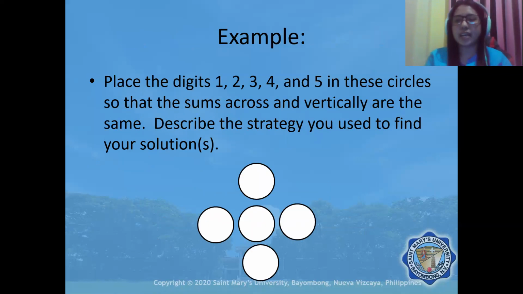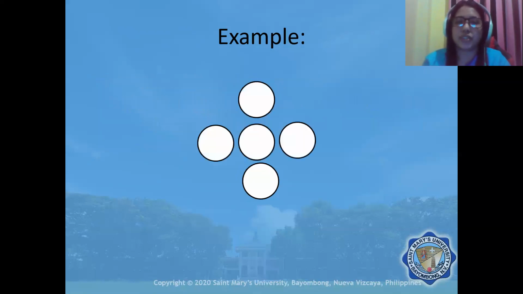Here is an example of an open-ended problem. Place the digits 1, 2, 3, 4, and 5 in the circles so that the sums across and vertically are the same. Describe the strategy you use to find your solution. It may have more than one answer. This is an example response. You can start by writing number 1 at the center, and the method you use is trial and error, and you come up with this solution.